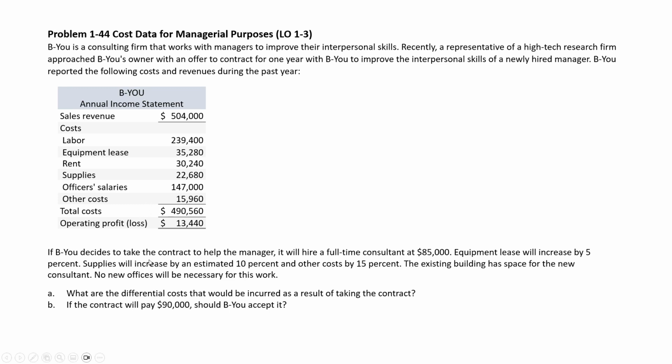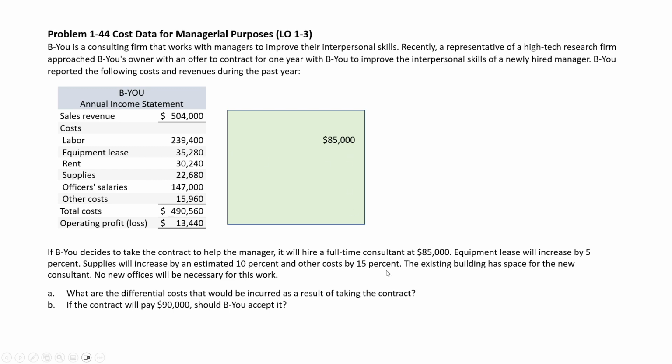So I'm going to start out and read through here, and it says if we take on the contract, we do need to hire an additional full-time consultant. So current labor costs were 239,400. Again, I don't need to look at the total after I make the change. I just need to look at the change itself, and they're indicating that the consultant is going to be 85,000. So that's going to add 85,000 to our labor cost.